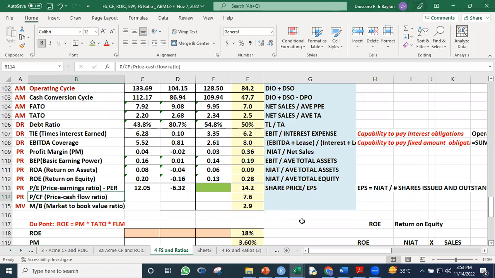No? So if it's very high, then it means that if you're going to buy the shares of stock, you'll be paying 12.05 per 1 peso of earning EPS. No? Si direct competitor, mas mahal pa, 14.2.